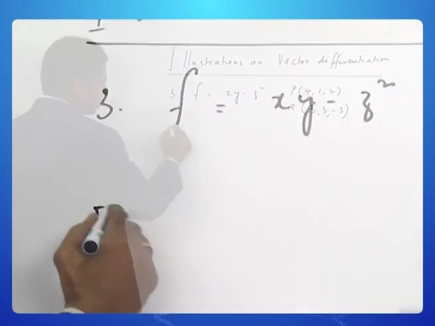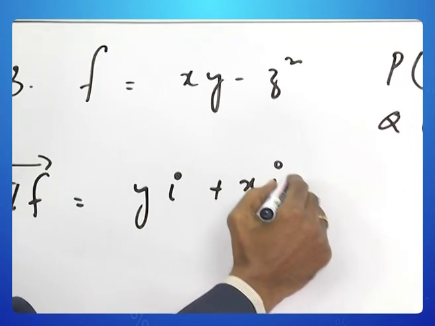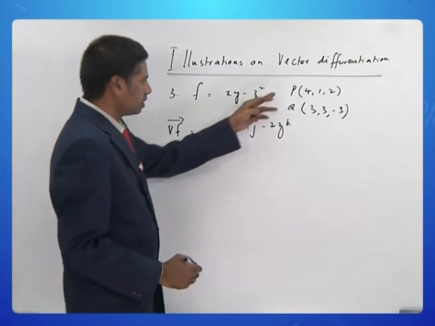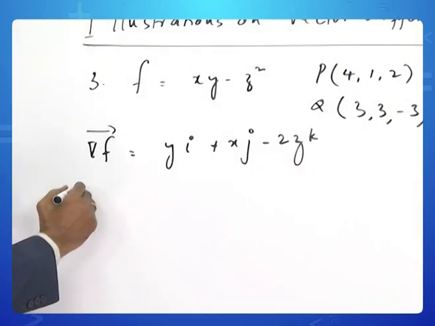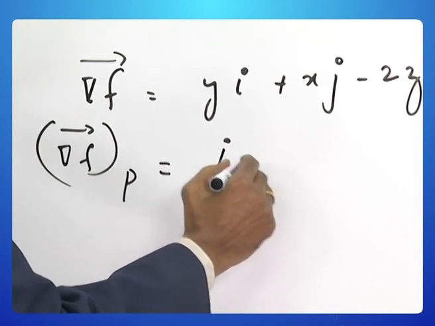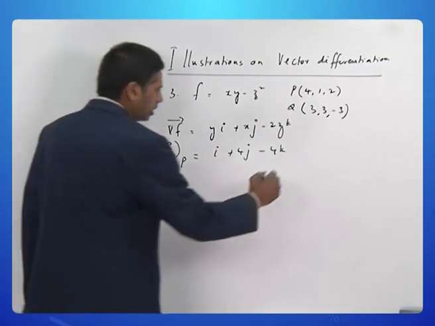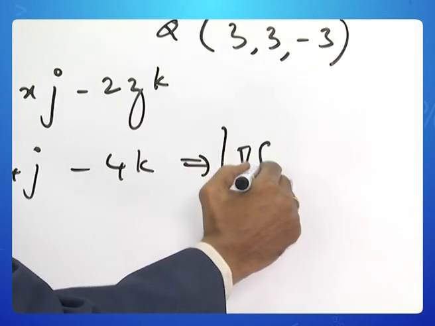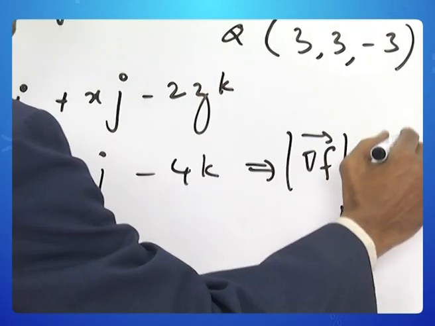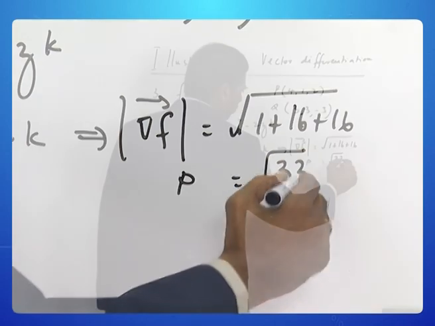First, get the gradient del f. So this will be yi plus xj minus 2zk. Now calculate the gradient at these two points. So del f at P: yi is i, xj is 4j, minus 4k. Immediately you calculate the modulus. This will be square root of 1 plus 16 plus 16, which is square root of 33.